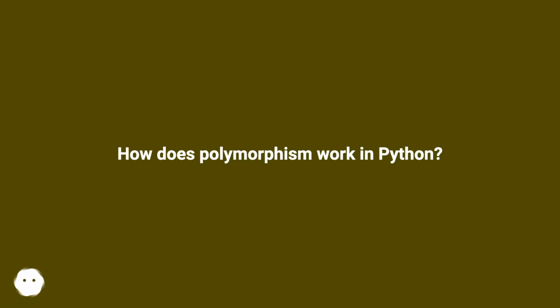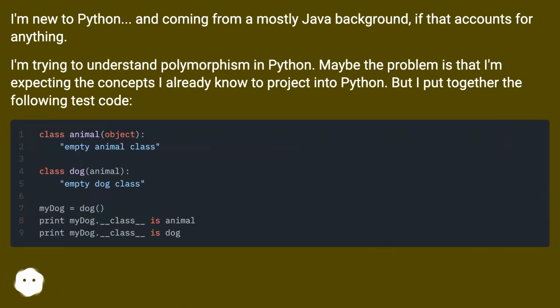How does polymorphism work in Python? I'm new to Python and coming from a mostly Java background, if that accounts for anything. I'm trying to understand polymorphism in Python. Maybe the problem is that I'm expecting the concepts I already know to project into Python. But I put together the following test code.